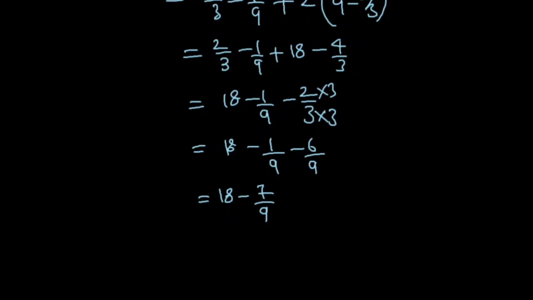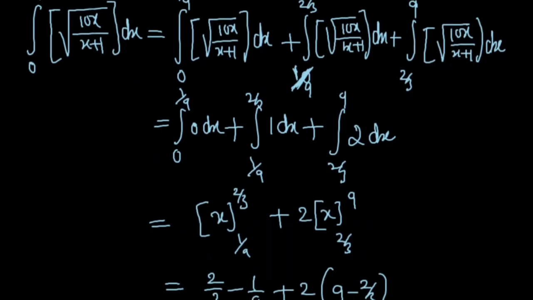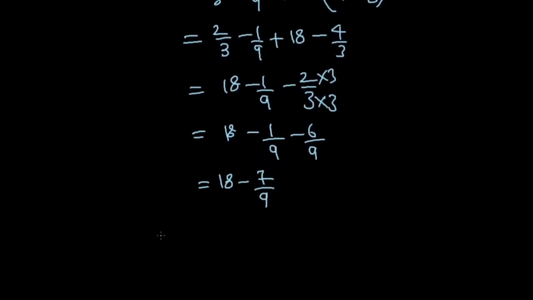Okay, so 9 is a multiple there actually. So 9 times the result we need to find. So this is the result I. Then what is being asked? 9 times I is asked. 9 times 18 minus 7 by 9.